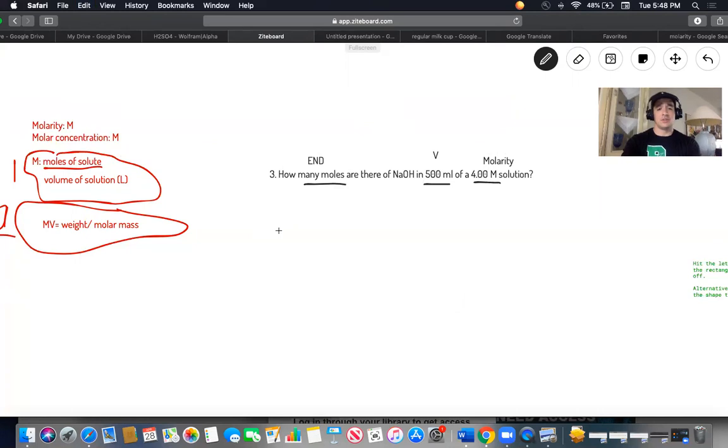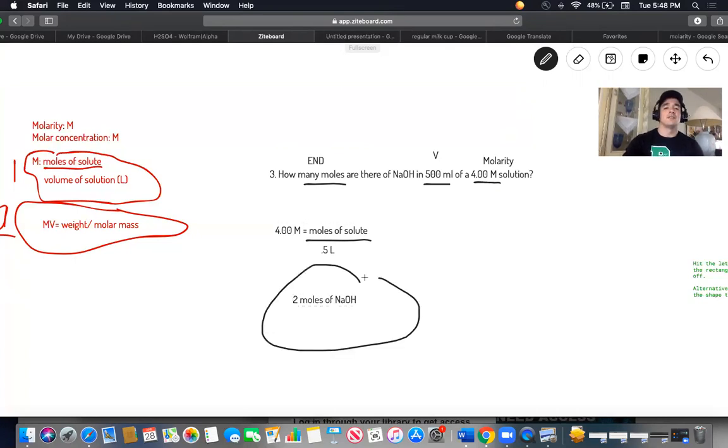Let's jump into it. So 4.00 molar equals moles of solute divided by volume. Remember, it has to be in liters, so we move the decimal to the left 1, 2, 3 times. So 0.5 liters of solution. Simply multiply each side by 0.5 to get moles by itself. So 4 times 0.5 is going to be 2 moles of NaOH. That one was a very simple problem, but you get the gist of it. So my answer is 2 moles of NaOH in this solution.